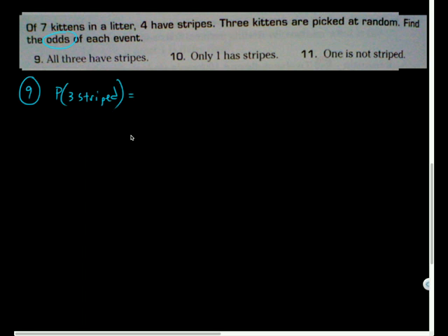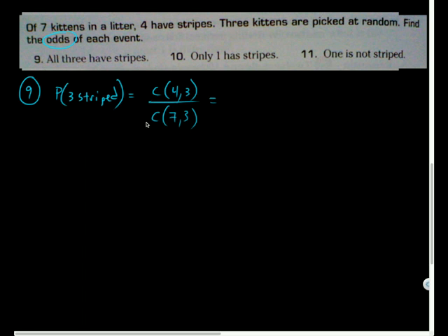Right? So how many have stripes? There are 4. How many am I picking? 3. So that's the number of successful ways that event can occur, over the total number of ways the event can occur. There's 7 kittens total. So combo 7, 3 would give me the probability.